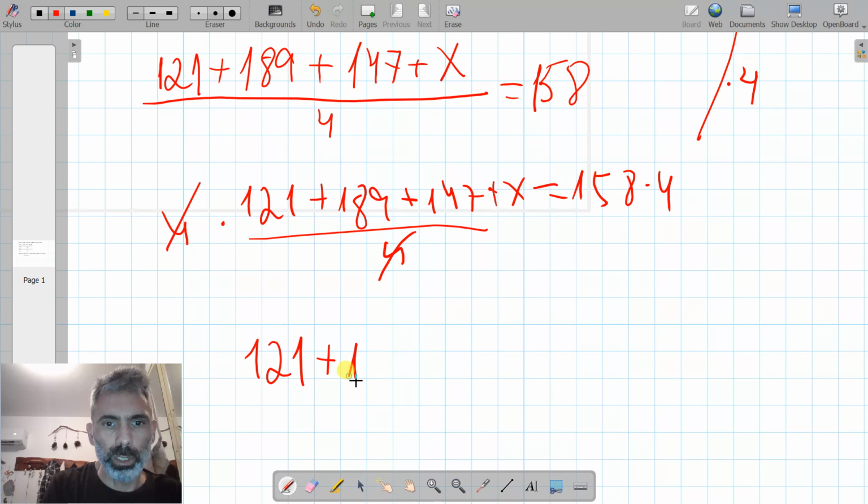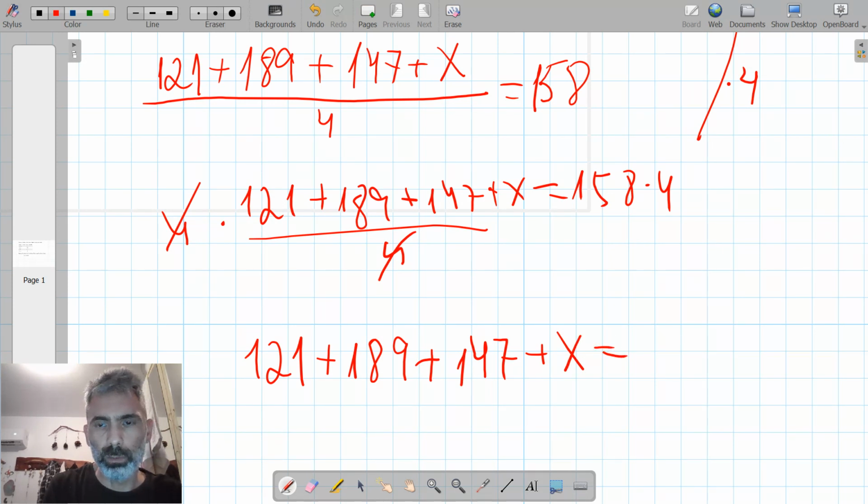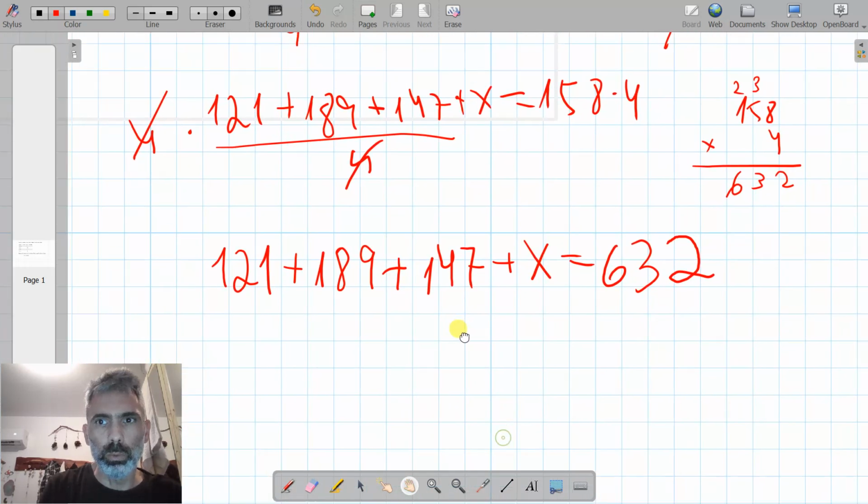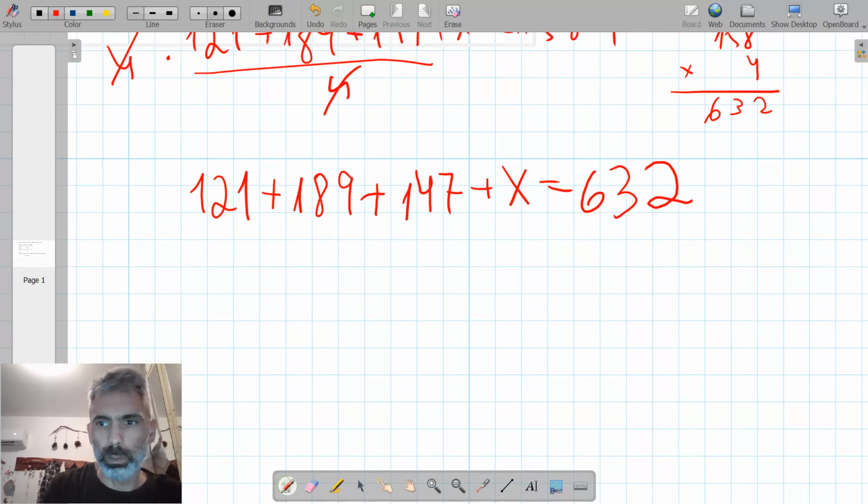121 plus 189 plus 147 plus x equals 158 times 4. 4 times 8 is 32. 4 times 5 is 20, plus 3 is 23. 4 times 1 is 4, plus 2 is 6. So on the right hand side we have 632, and now we have to add all these numbers.